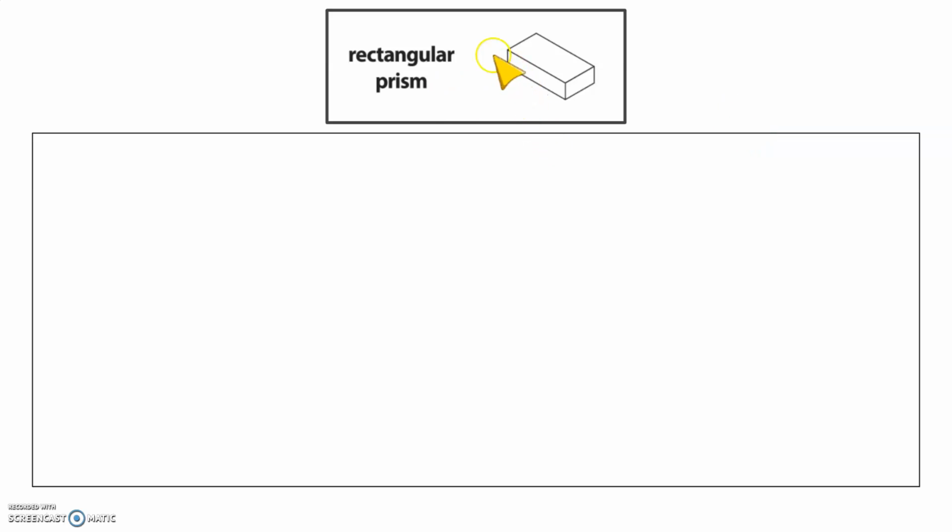Next, we have a rectangular prism. If you look at the rectangular prism, all sides of the rectangular prism, the bottom, the top, and every side on the outside is a rectangle. It is a rectangle, and it is called a rectangular prism. Can you say that? Very good.